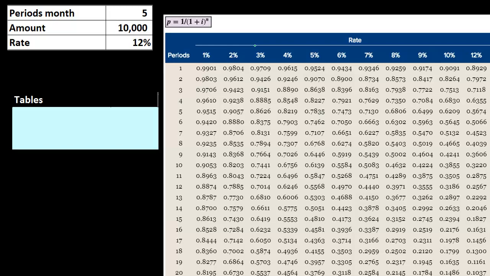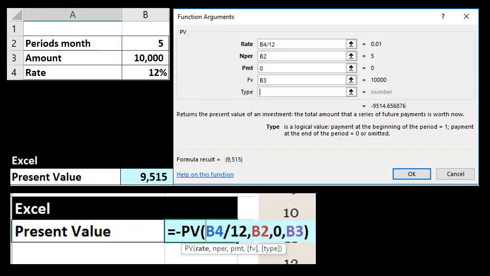So we'll take the 12 divided by 12, that gives us 1%. With 1% being the percent, and 5 being the periods, that's going to give us this 0.9515. So we'll have our 10,000 as the amount, multiplying that times 0.9515. That gives us the present value, 9515. Now we can also do this in Excel, of course.